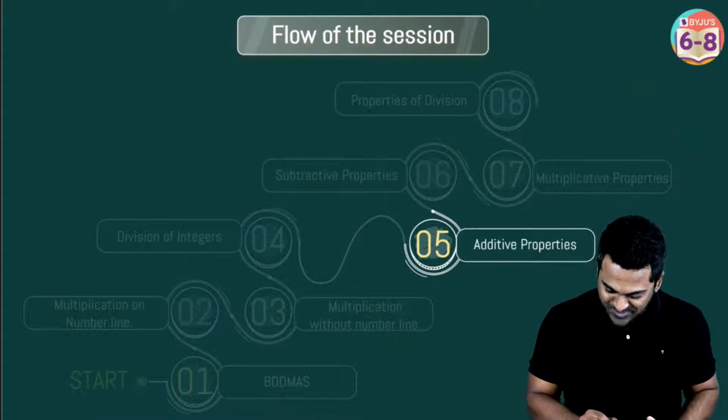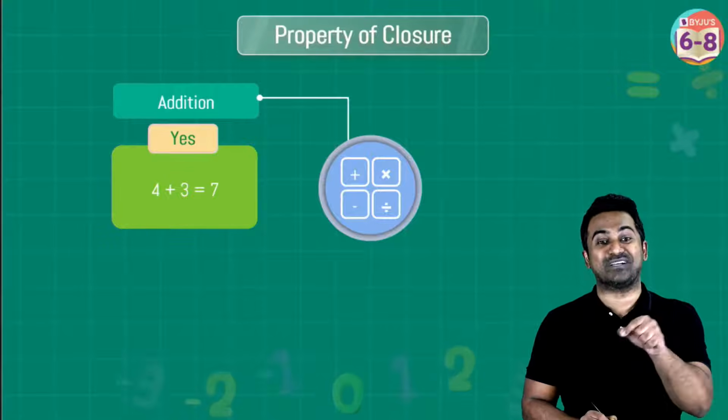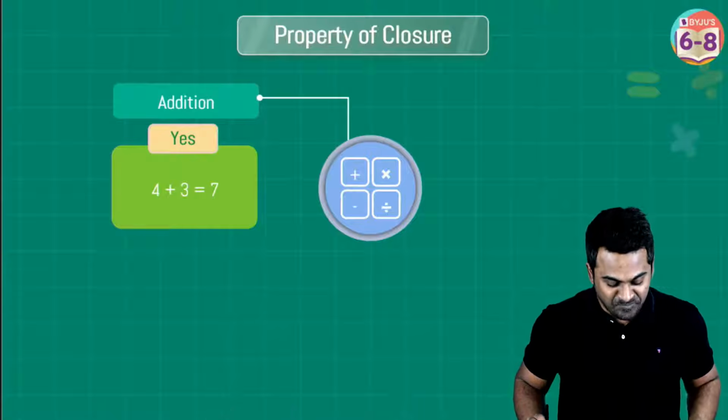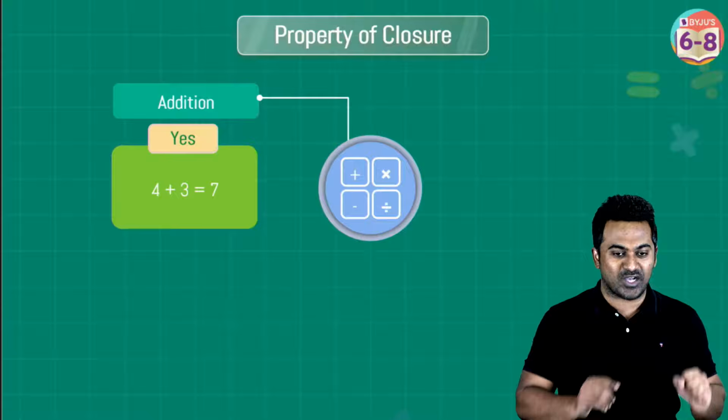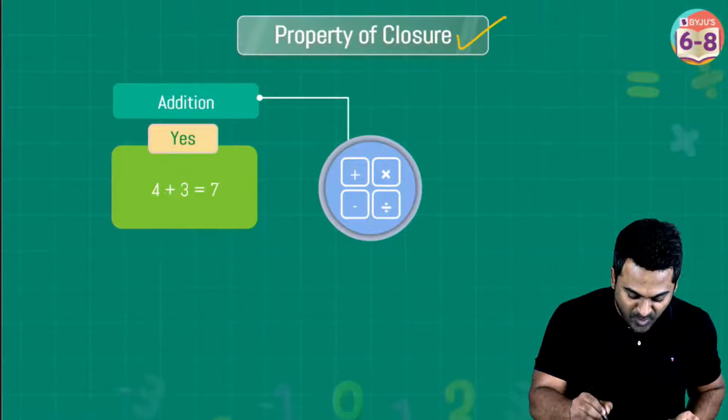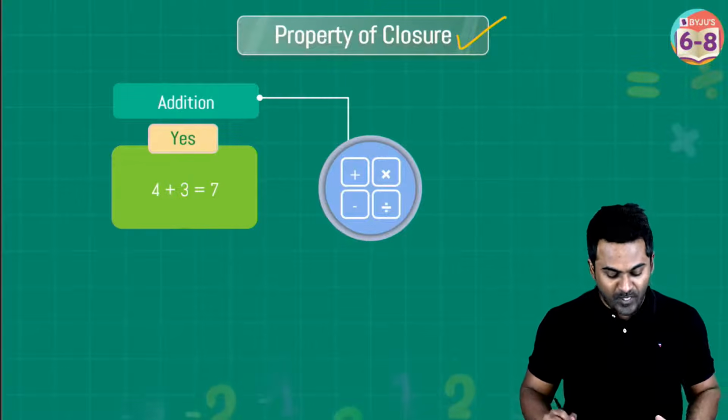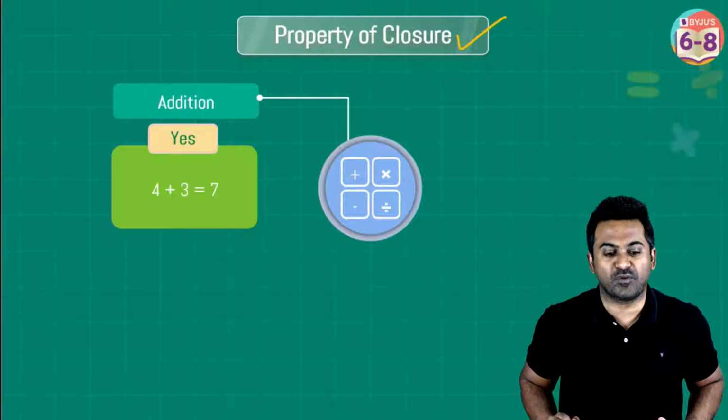All right, awesome. So come on, let's move on now and check out the properties. The first thing that we're going to do here is check out the properties related to addition. Let's check out the property of closure. You guys are familiar with the property of closure, right?